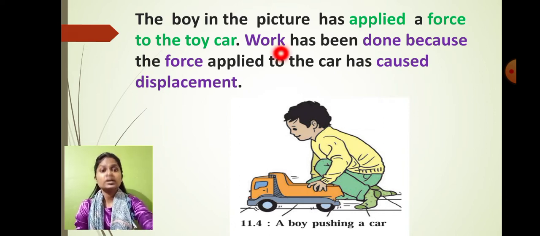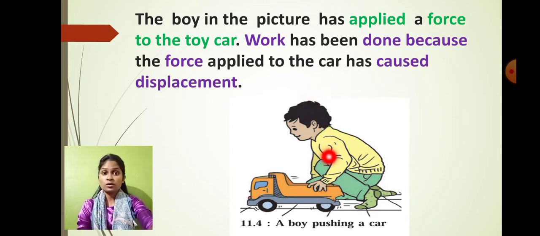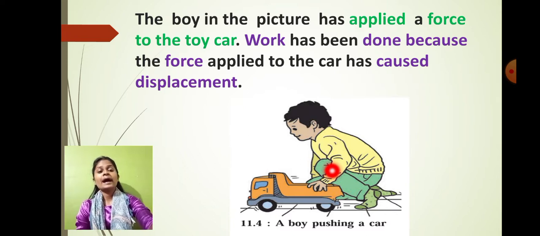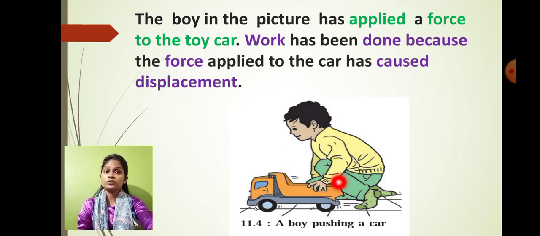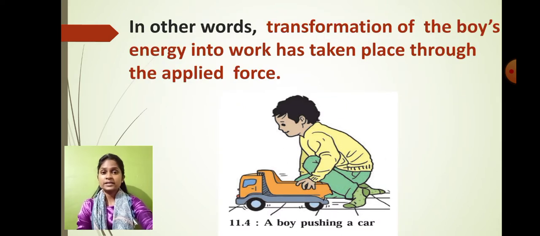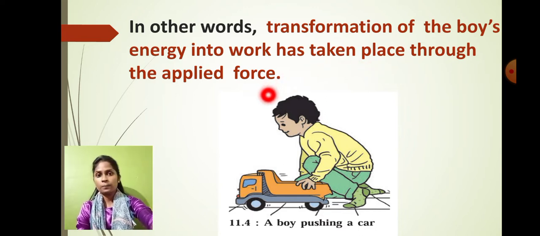So we can say that work has been done because the force applied to the car has caused the displacement. In this picture, a boy has applied a force to the toy and work has been done because of the force applied on the toy. And again students, in other words, transformation of the boy's energy into work has taken place through the applied force. The boy is applying a force onto the toy, and that's why the toy is moving in the forward direction and it has caused a displacement.